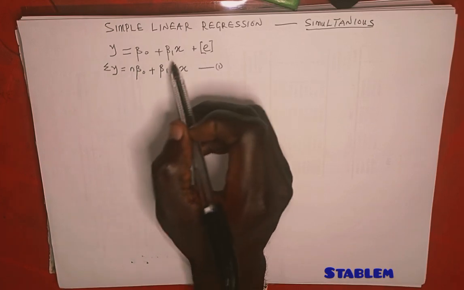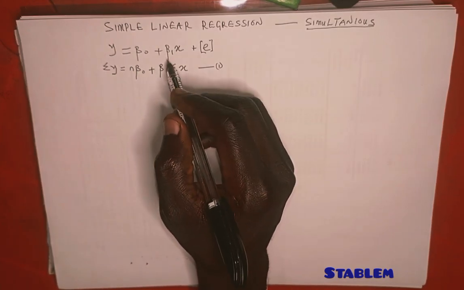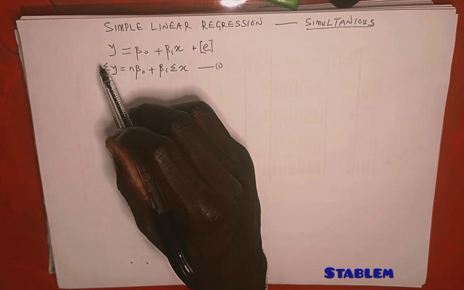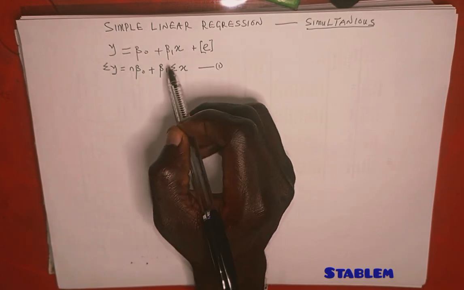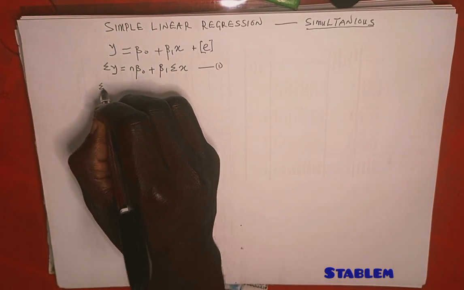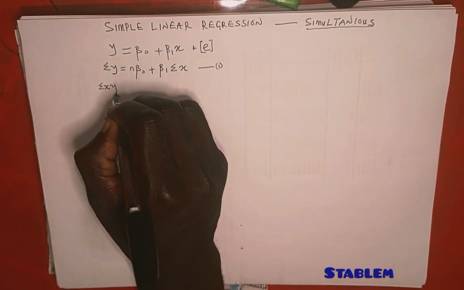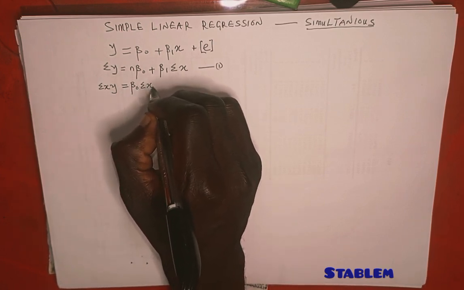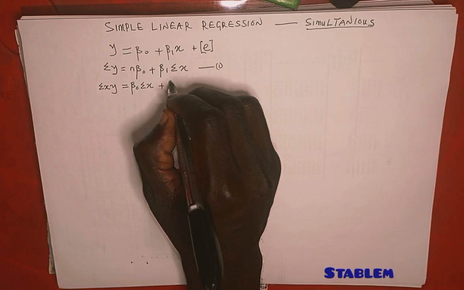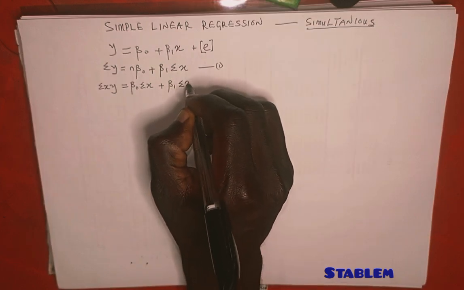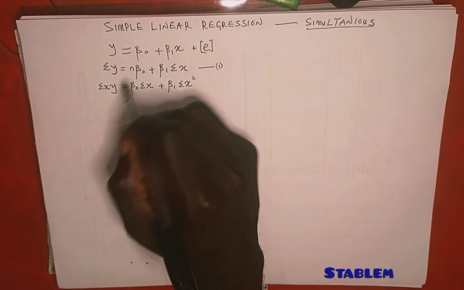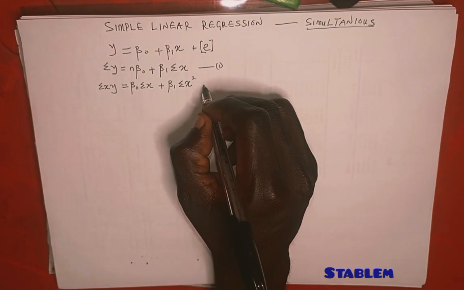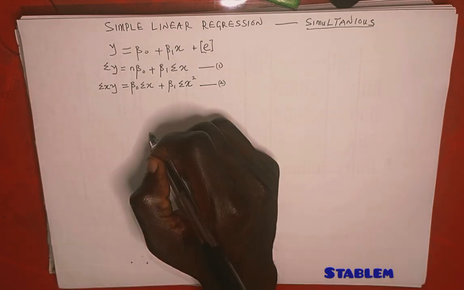Now, equation 2 is going to be formed from the second parameter. We have x here, so it means we are to multiply the whole equation with summation x. Now, here we are going to have summation x multiplied by y, summation xy equals to beta naught summation x plus beta 1 summation x squared. That is, summation x multiplied by x will give us summation x raised to power 2. So we say this is equation 2.